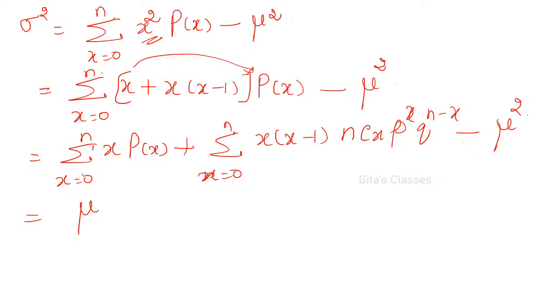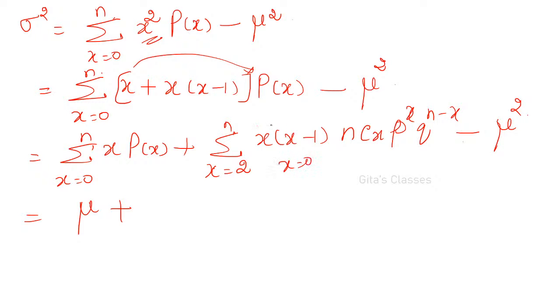So mu into, this is our mu. The first term is nothing but mu, plus sigma x. Now you have to expand this. If you substitute x is equal to 0, what will you get? 0 will not be there because minus 1 you will get. So we are only going to consider x varies from 2 to n. Or you can say x is equal to 0, this will become 0, and when you take x is equal to 1 also it will become 0.